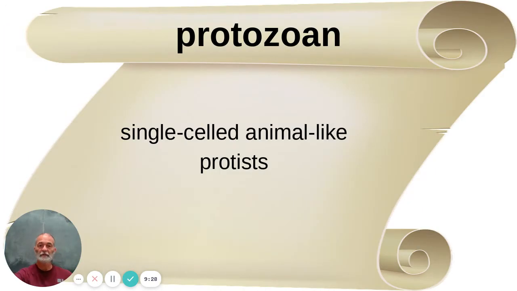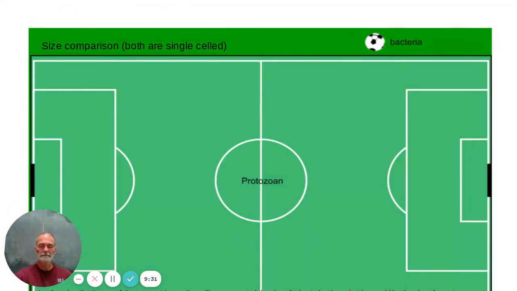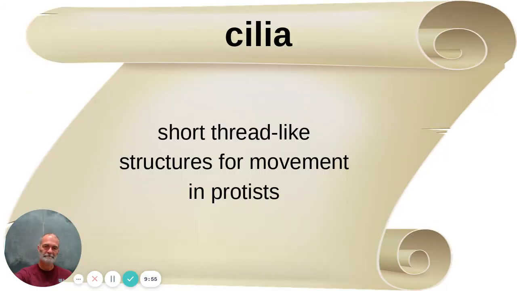Again, protozoa is a single-celled, animal-like protist. Now here's just an interesting size comparison that I like. If bacteria were the size of a soccer ball, a protozoa, the animal-like protist, would be comparable to the size of a soccer field. They're both single-celled, but the protozoa is a slightly larger single cell than the bacteria is.